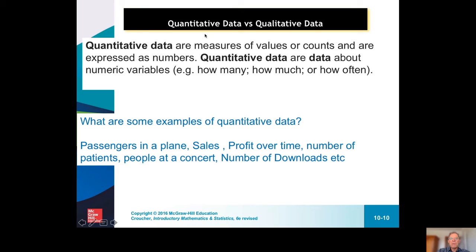And we also spent a bit of time just looking at the difference between quantitative data and qualitative data. Quantitative data is measuring values or counting, expressing that as numbers, whereas qualitative data is something about the character or quality. Oops, where is it? Maybe it's on the next page. Well, let's have a look. Quantitative data: passengers in a plane, sales, profit over time, number of patients, all of these we can quantify.